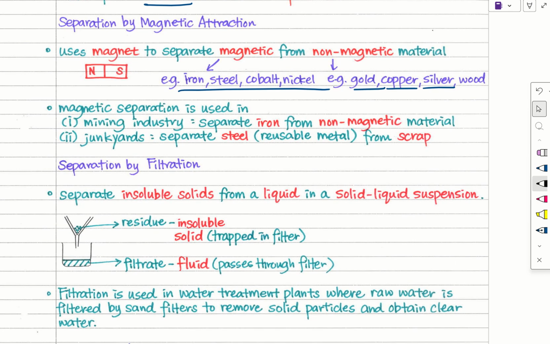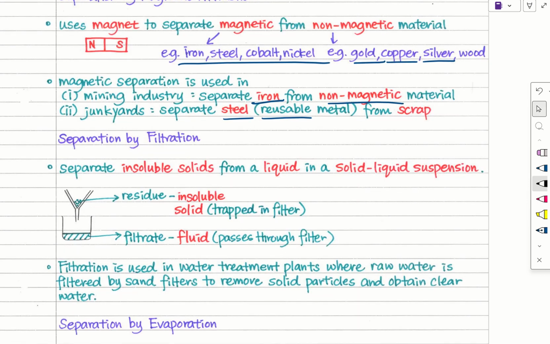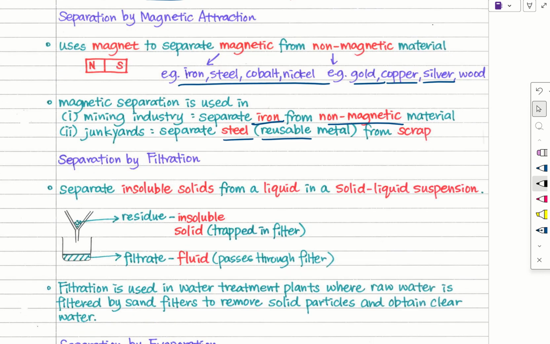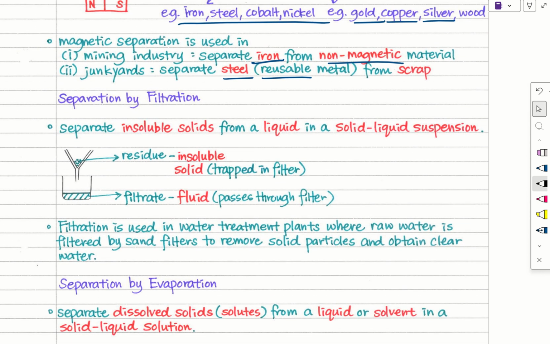Now, magnetic separation is used in the mining industry. Basically, it is to separate the iron from the non-magnetic material, and also in junkyards where they separate the steel, which can be reused, from the scrap metal. The next method is separation by filtration.